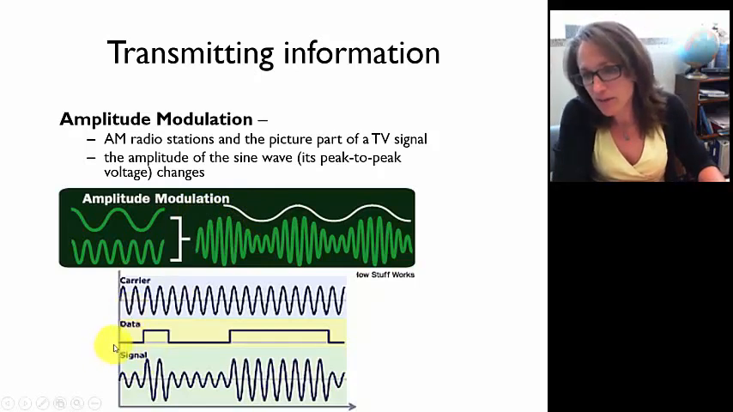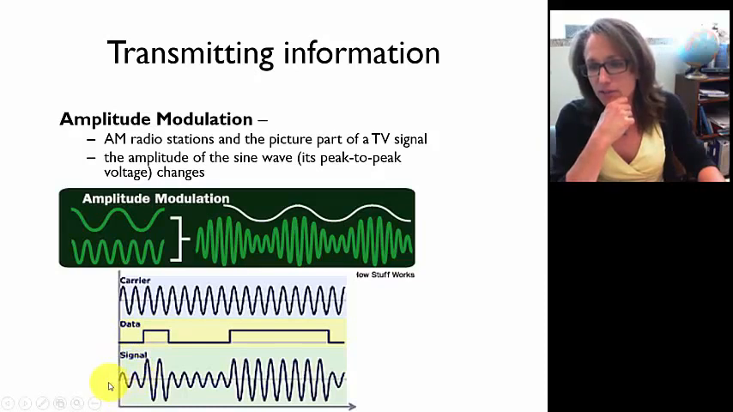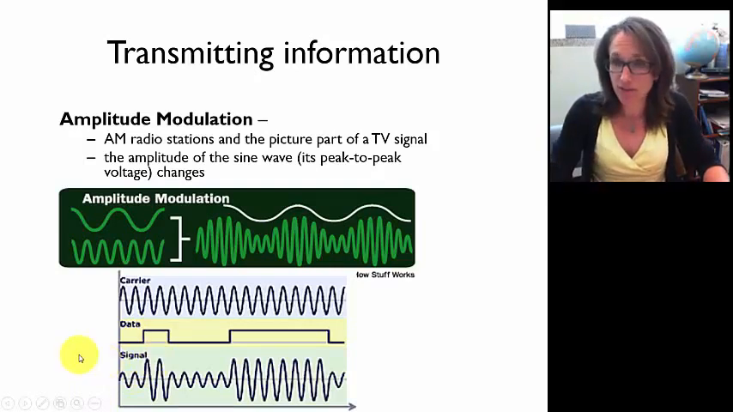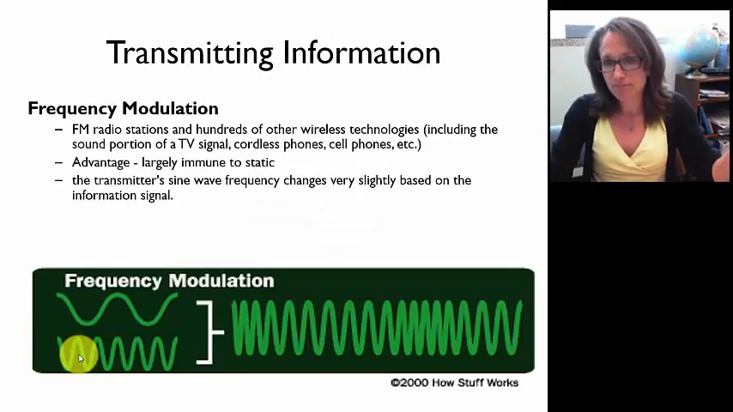Here's another one where we've just got binary data, which is zeros and ones, and what we do is modulate the amplitude of the carrier wave depending on whether the value is 0 or 1. So we see the short wave height when the value is 0 and the tall wave height when the value is 1. So amplitude modulation is another way we can modulate a carrier wave to carry other information.